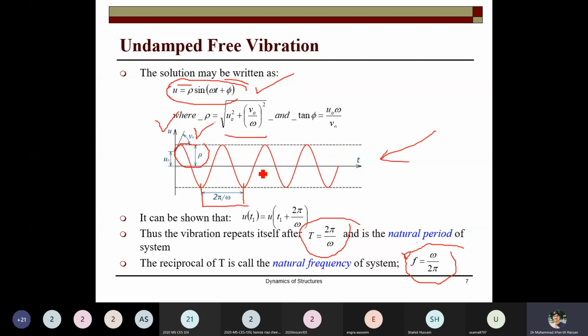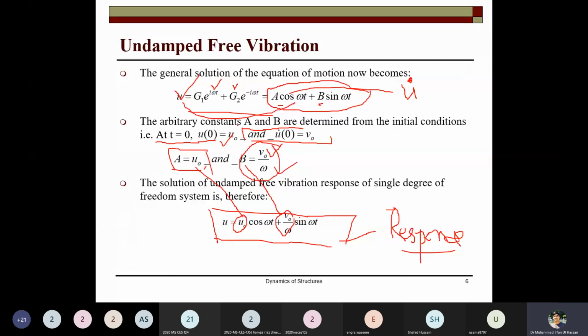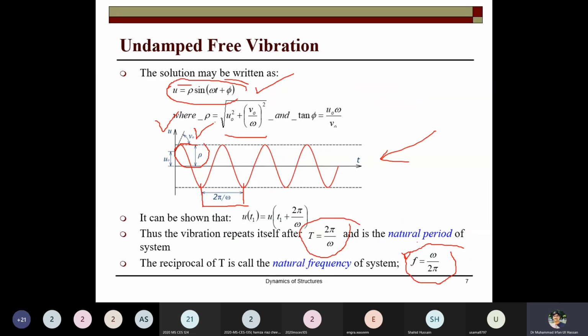So this response shown in red is the response of the system that you plot when you put down the equation rho sine omega t plus phi, or you can take the equation U naught cos omega t plus V naught over omega sine omega t, and you get the response of the system. So this is the free vibration response.